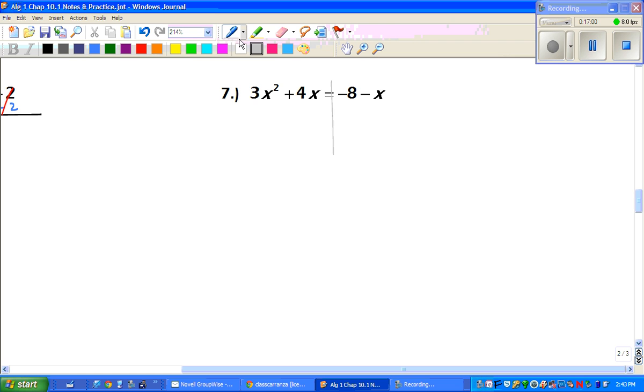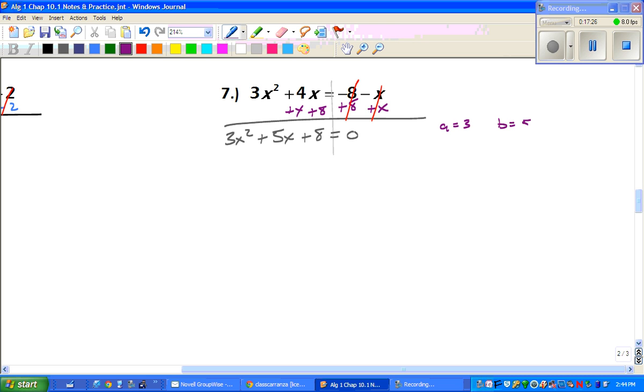Let's go ahead and work on the next one. We're going to add 8 to both sides and add the x to both sides. Those guys cancel, and when we do that, we get 3x squared plus 5x plus 8 equals 0. So we know that a equals 3, b equals 5, and c equals 8. So we got the factors of 24, which are 1 and 24, 2 and 12, 3 and 8, 4 and 6.